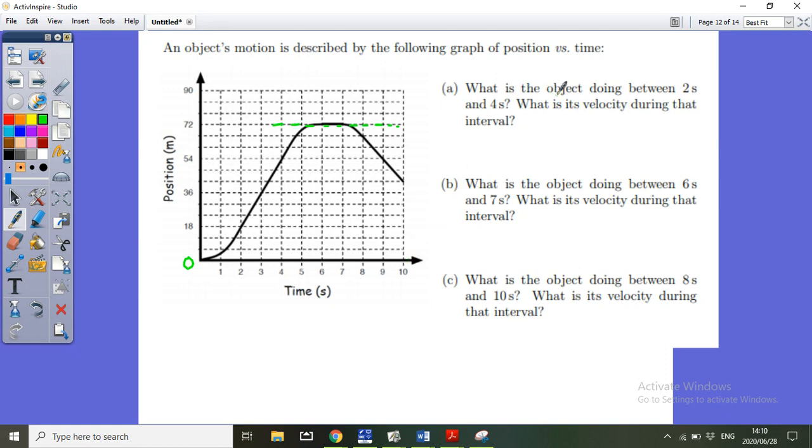So if we look at the questions, between 2 and 4 seconds, we already said it's a straight line, so it's a constant velocity. And you can calculate it using the gradient. And you can go and do that at home. We're going to do other examples. Then between 6 and 7, you can see it's a straight line there. So the velocity was 0. And then between 8 and 10, straight line there.